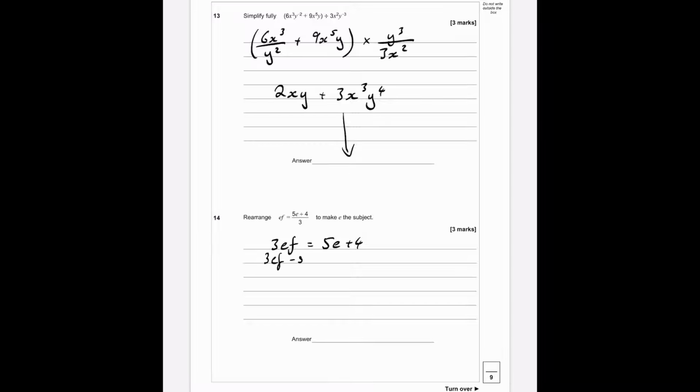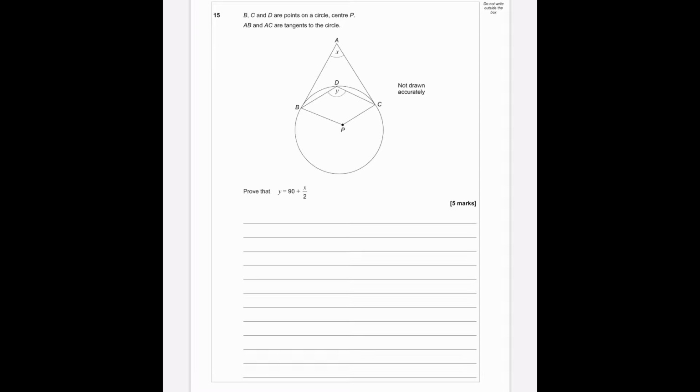Question 14, making e the subject. First thing, let's multiply by 3. Let's get rid of the fractions. Then I'm going to bring the 5e onto the left-hand side to get all the parts with e onto one side. Therefore, I can factorise out my e and then divide by 3f minus 5. So we'll get e equals 4 over 3f minus 5 for 14.